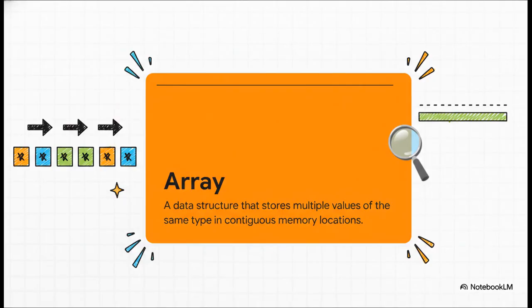Now, the really important thing to get here is that an array isn't just some random jumble of stuff. Nope, it's a highly organized, super efficient structure. Two key things. Every single item has to be the same type, and they are all stored right next to each other in your computer's memory. That next to each other part, that's called contiguous memory, and it's the secret sauce that makes arrays so fast.